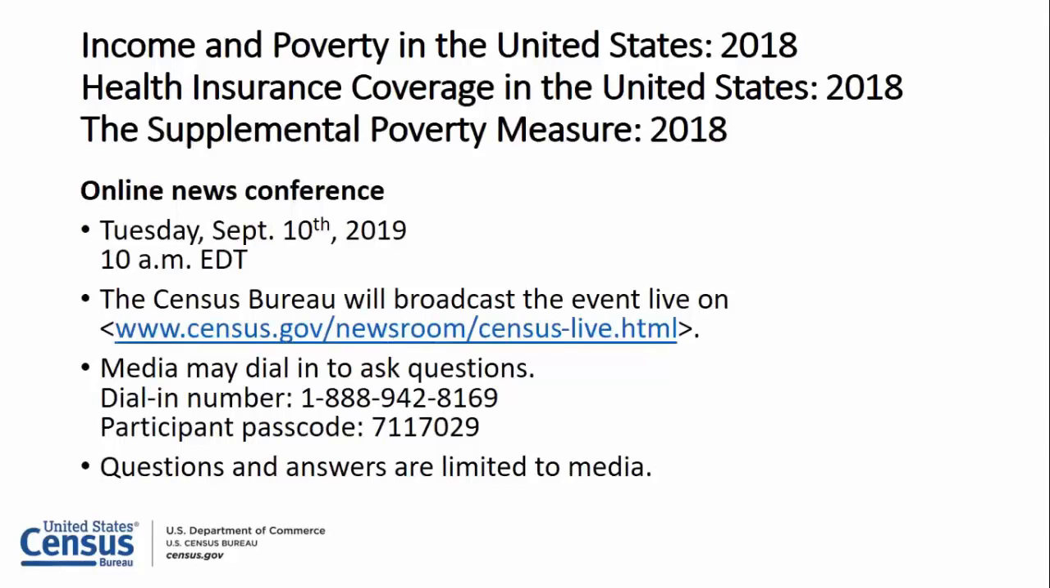While we're waiting, I'd like to remind people that on September 10th at 10 a.m., the Census Bureau is scheduled to hold an online news conference to announce the findings for the National 2018 Income, Poverty, and Health Insurance Coverage and Supplemental Poverty Measure. If you have questions about this, please reach out to our Public Information Office at 301-763-3030 or by email at pio@census.gov.